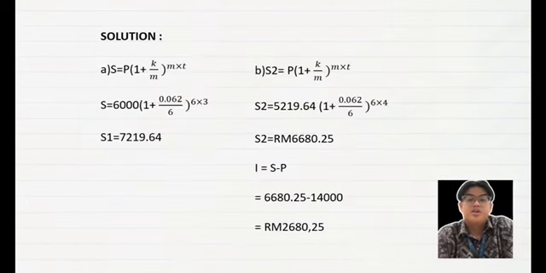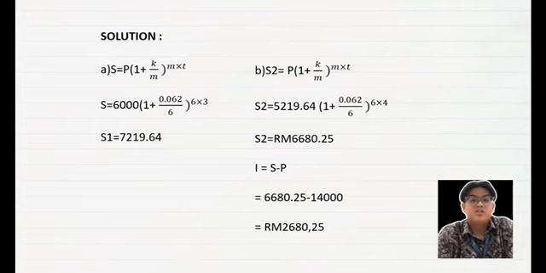This is the solution for question 3A. S = P(1 + K/M)^(MT). S = 6,000(1 + 0.062/6) to the power of 6 multiplied by 3. So the answer is 7,219.64.